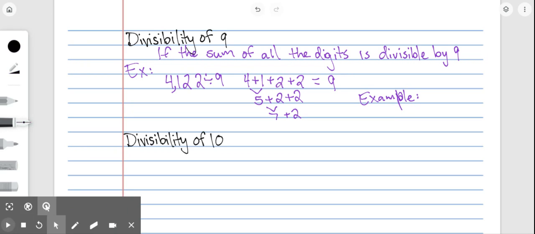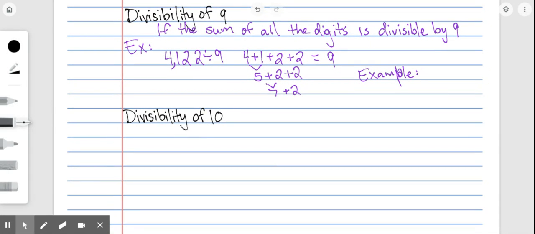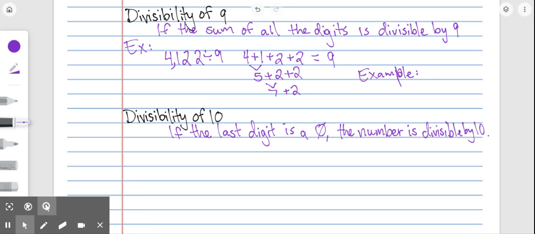All right. The divisibility of 10 rule. This one is very similar to the one about 5, except it's a little bit easier. You probably already know the divisibility of 10 rule. If the last digit, or the digit in the ones place, is a 0, then the number is divisible by 10. So I'm going to write that down. If the last digit is a 0, then the number is divisible by 10.